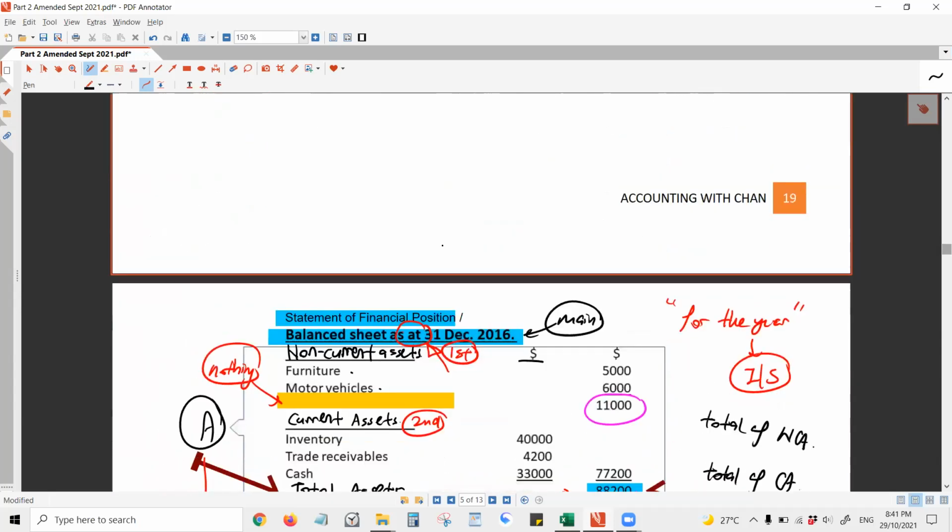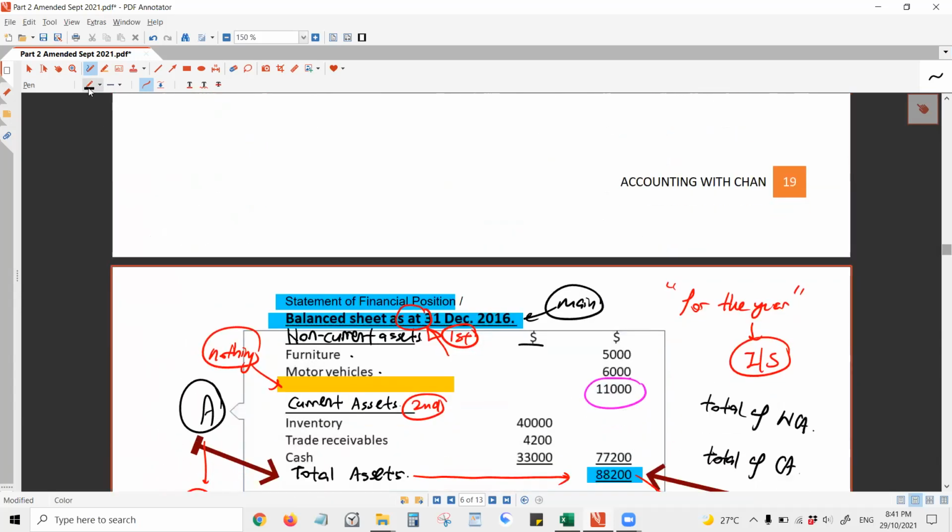So you may make use of any empty area. For me, I will write it here. Begin with the simplest equation: A equal to C plus L. You learned it in part 1. Now we are going to expand it. Do you agree? Assets is made out of NCA plus CA. So go on and break it down: NCA plus CA equals.